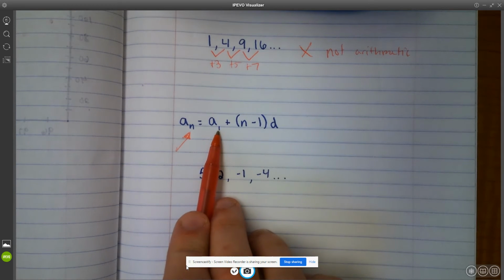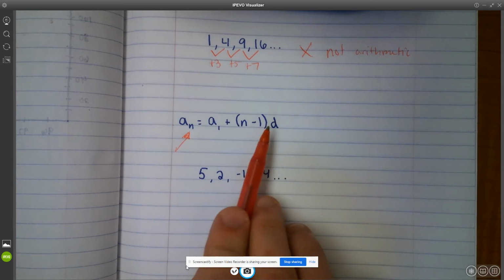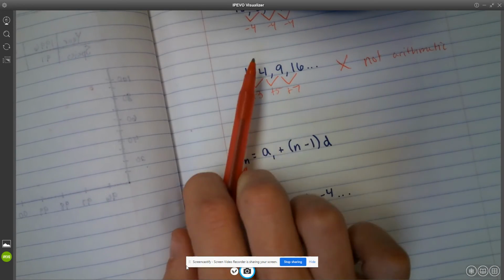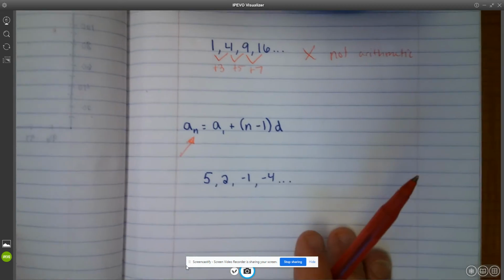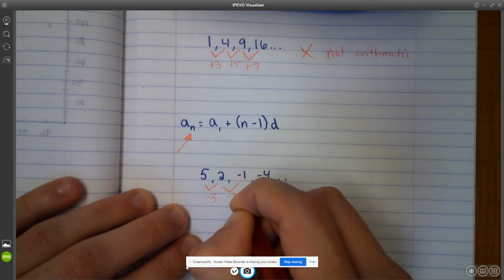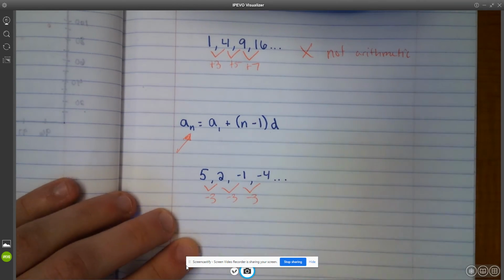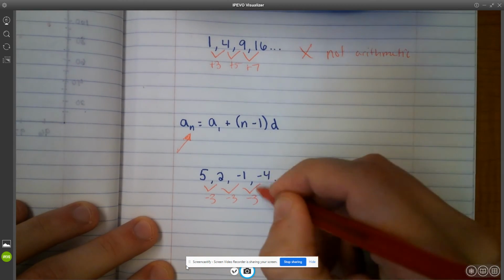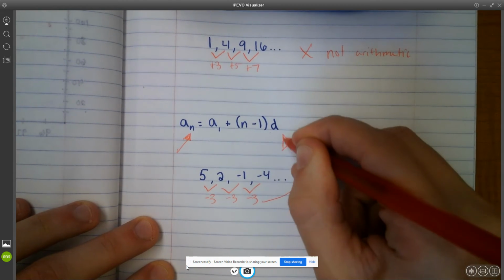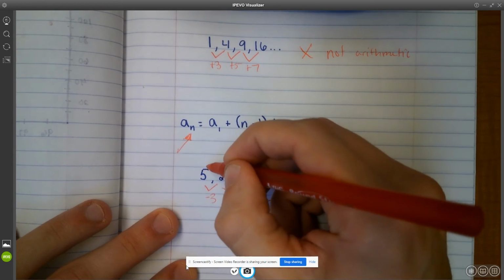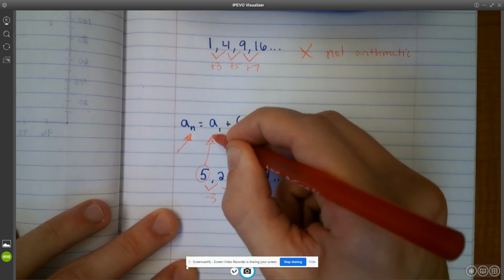A1 is whatever is going to be your first thing in your pattern, and d is going to be your difference. So, for example, on this top one, our difference would have been -4. So let's look here. So here we are going subtract 3, and subtract 3. So our difference would be -3 for that one. The first term in our sequence is 5. So that's going to be A1.